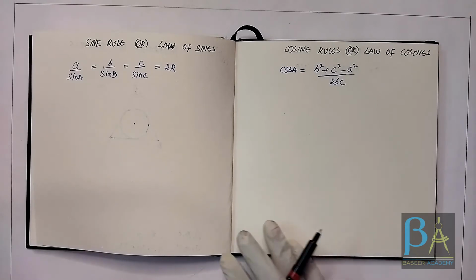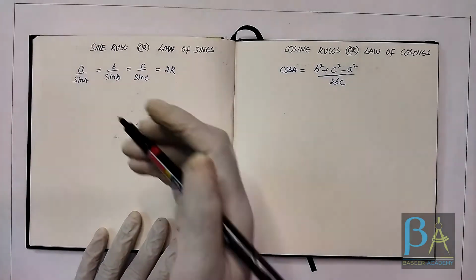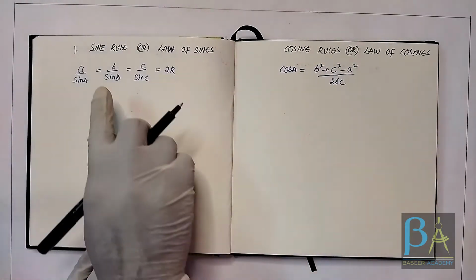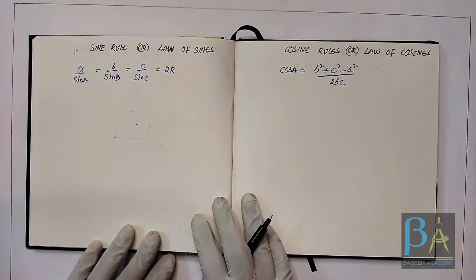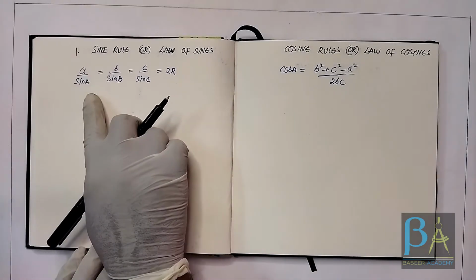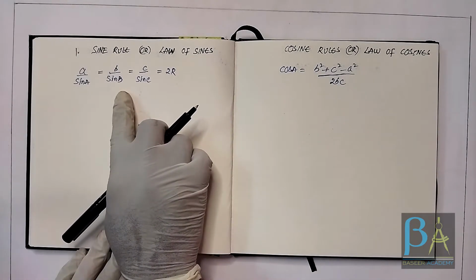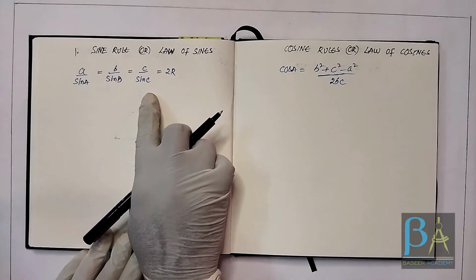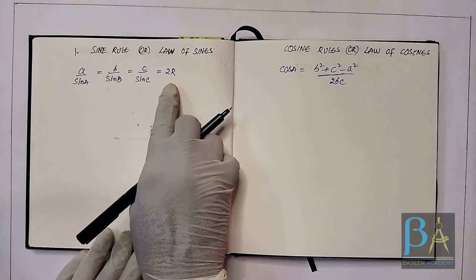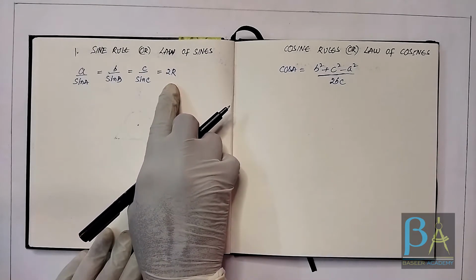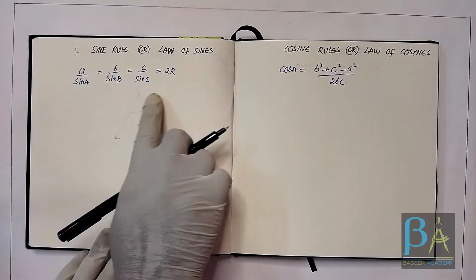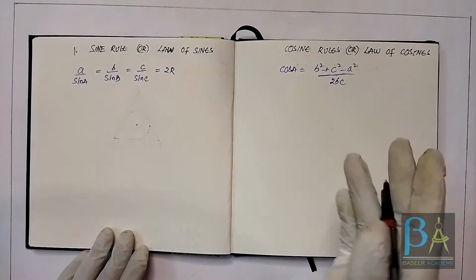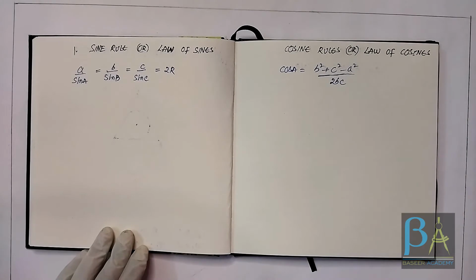Now, the first rule that we are going to talk about is known as the Sine Rule. We also call it the law of sines. Law of sines is very easy. a by sine A is equal to b by sine B is equal to c by sine C is equal to 2R, where capital R is the circumradius, and we talked about it. I'm not going to derive the sine rule for you because the derivation is not so important from an examination point of view.